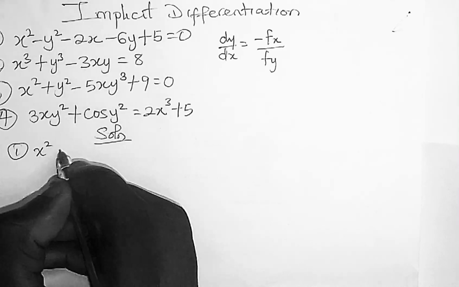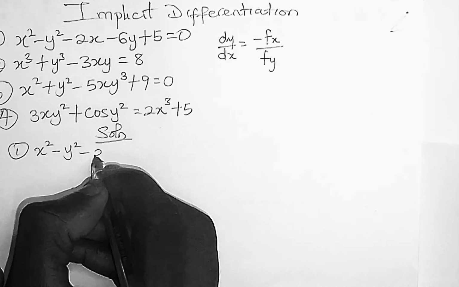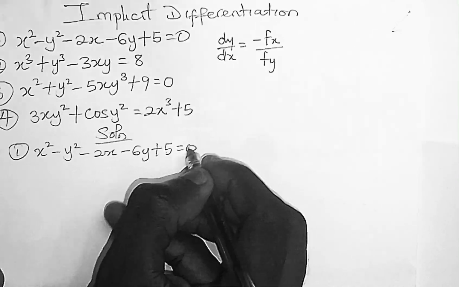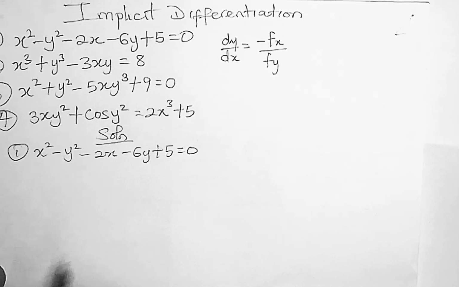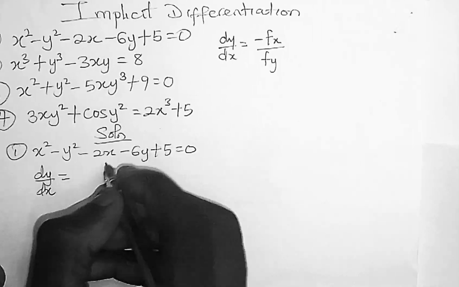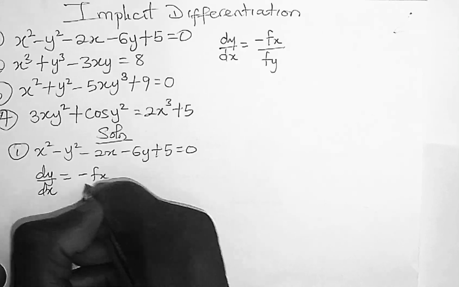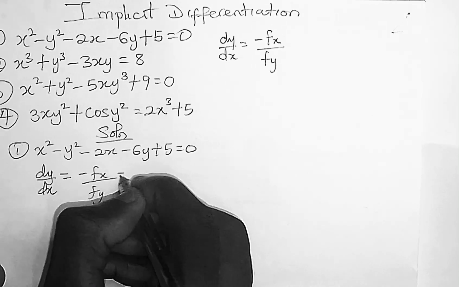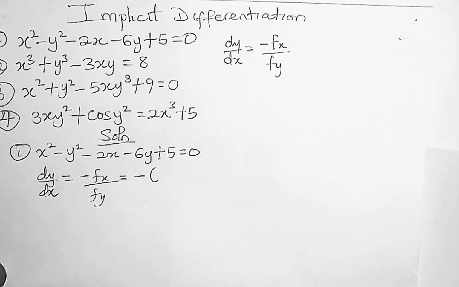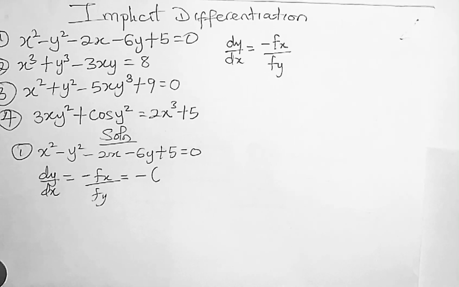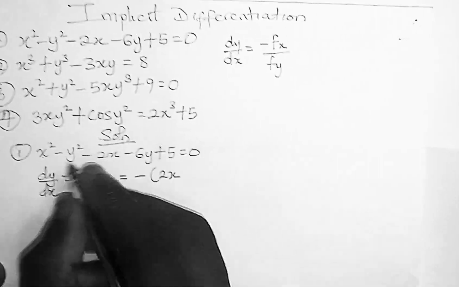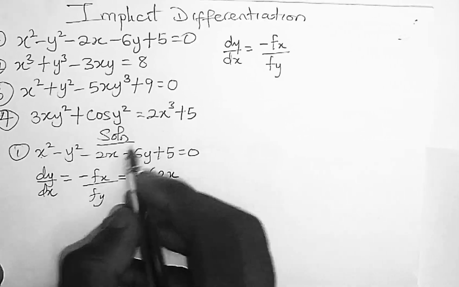The first one, we have x squared minus y squared minus 2x minus 6y plus 5 equal to 0. Now how will you do that? Don't forget, your dy/dx is equal to negative fx over fy. That is negative open bracket, differentiate everything with respect to x only. The one that is not having x will become a constant. So this is having x, so differentiate x squared. That will give us 2x. This is not having x, so it's a constant. You don't write it.